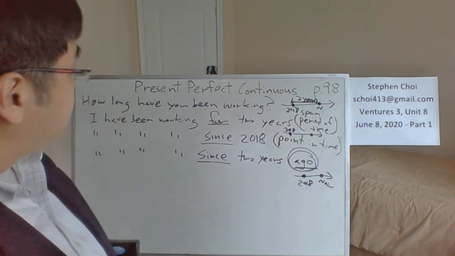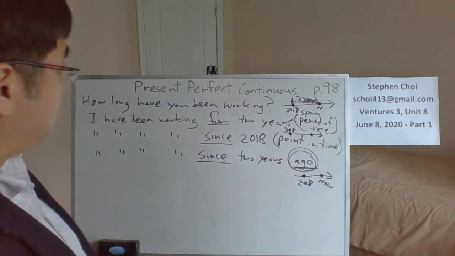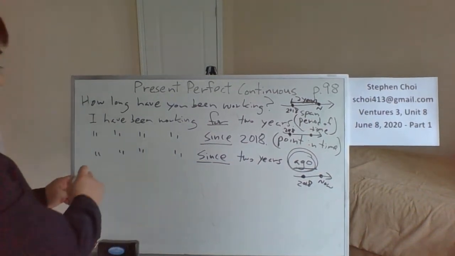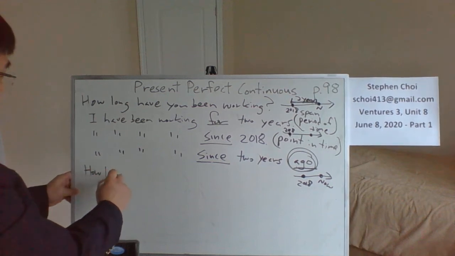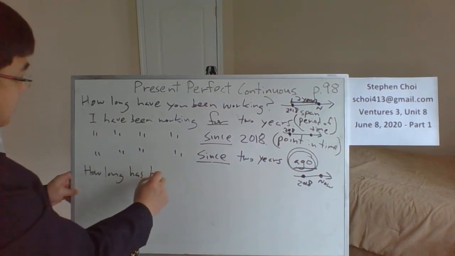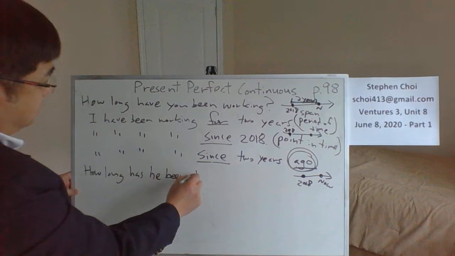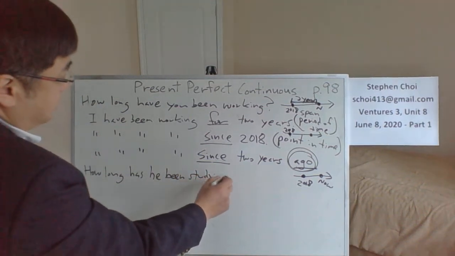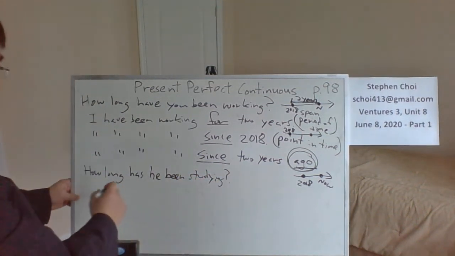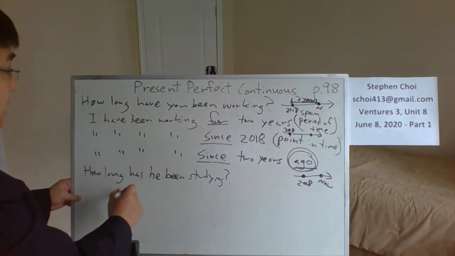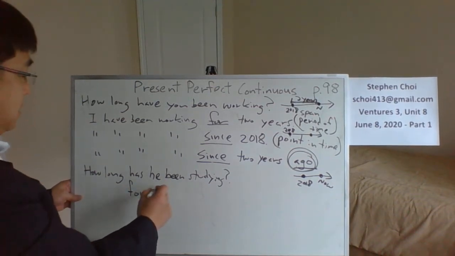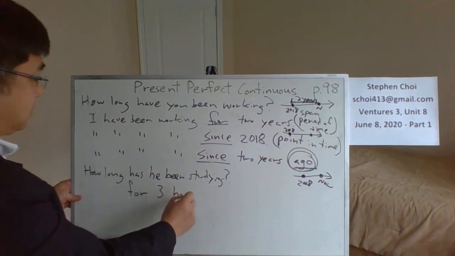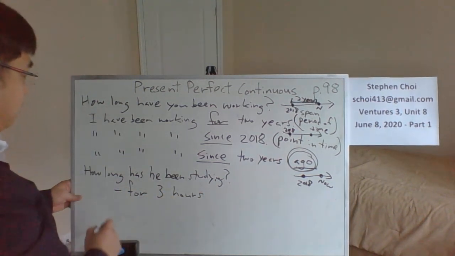All right. So, what's the question? How long has he been studying? So what can you say? You can say he has been studying for what? Let's say 3 hours. He has been studying for 3 hours.